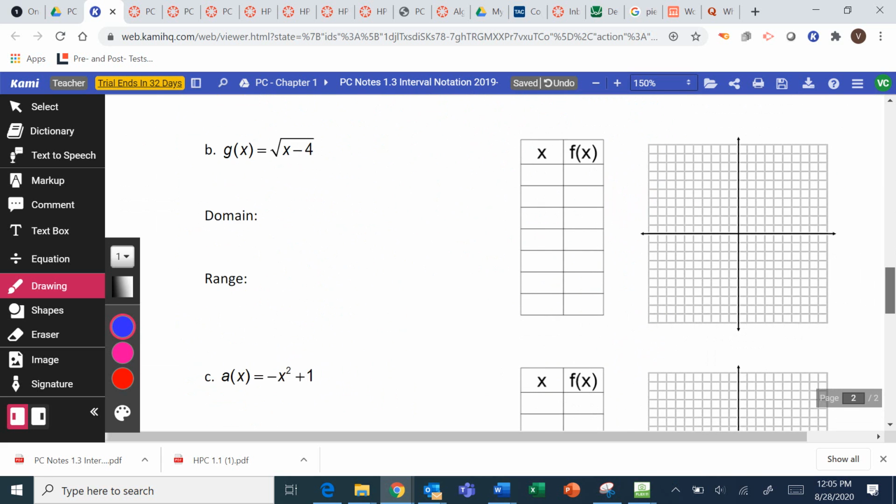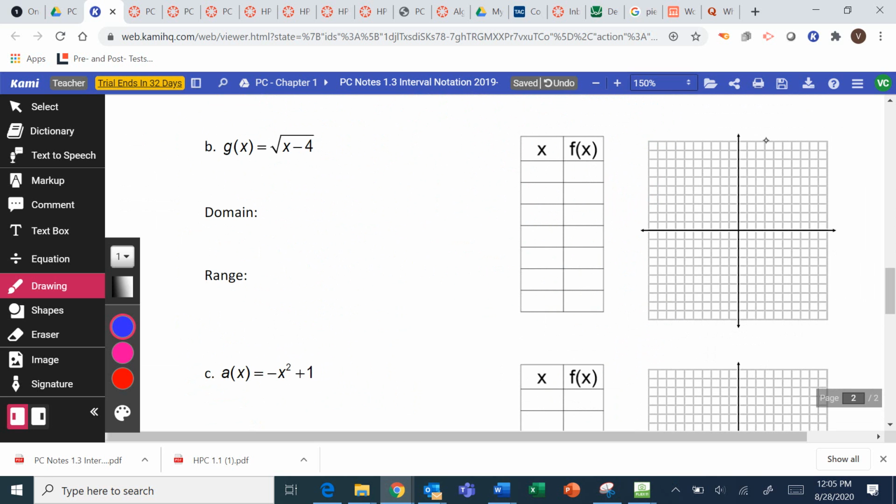The next one is square root. My original square root parent function points, I use 0, 1, 4, 9. Sometimes I use 16. It just depends on what happens to the numbers, if it'll fit on the graph or not. Okay. And then that'll give me 0, 1, 2, 3.